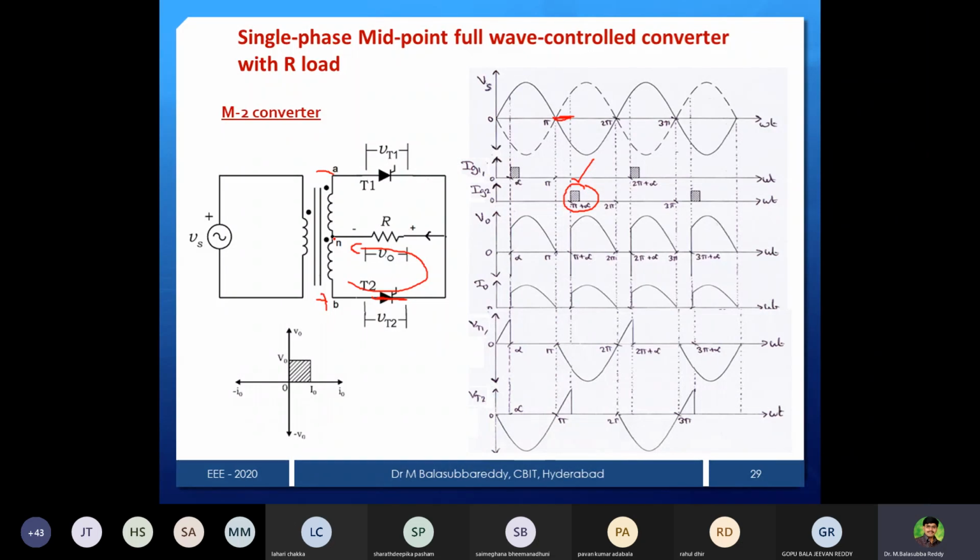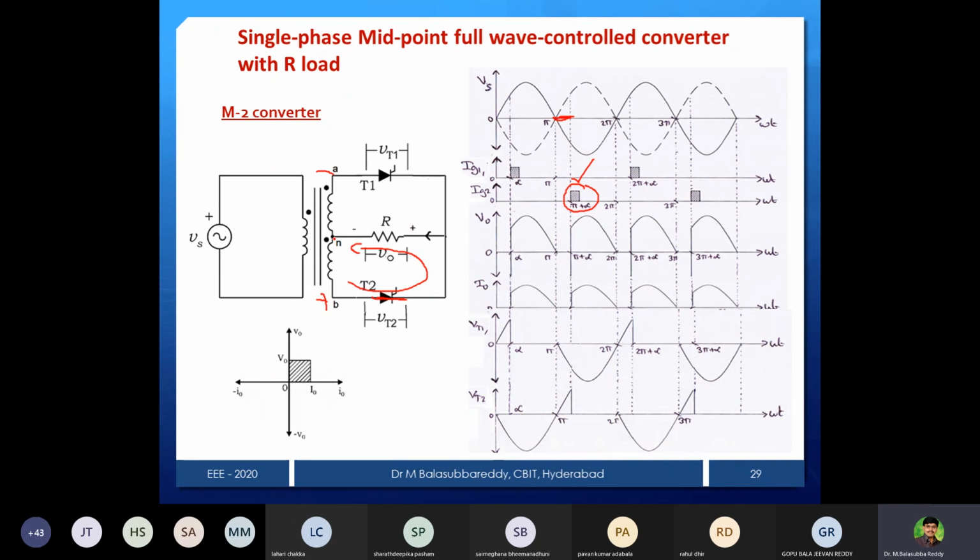Again, supply will be 0 at 2 pi, and current also 0, load voltage also 0, and thyristor T2 will be turned off at 2 pi due to natural commutation. And from 2 pi to 3 pi, again T1 will be forward biased, and at 2 pi plus alpha, thyristor 1 will conduct and the cycle is going to be repeated. That's all. So this is the way we can explain simply the M2 converter with R load.